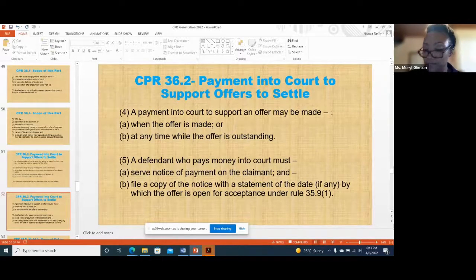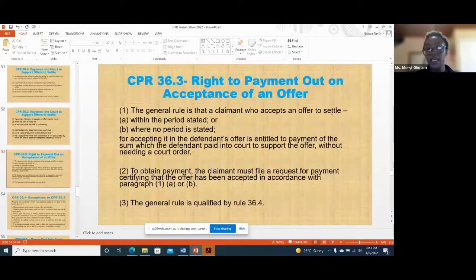Next slide. So now we deal with payments out, actually. And this addresses the general rule. That's 36.3. So the general rule is that a claimant who accepts an offer to settle and accepts it within the period that it was open for acceptance, or where no period is stated, accepts it before trial, is entitled to payment out of the sum automatically. They will not need a court order.